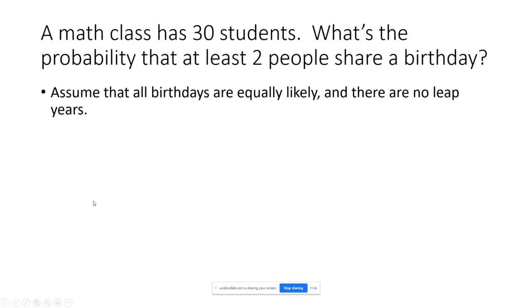All right, let's try another problem. Math class has 30 students. What's the probability that at least 2 people share a birthday? And as we do this, we'll assume that all birthdays are equally likely and there are no leap years. So take a moment to think about how big you expect this probability to be.